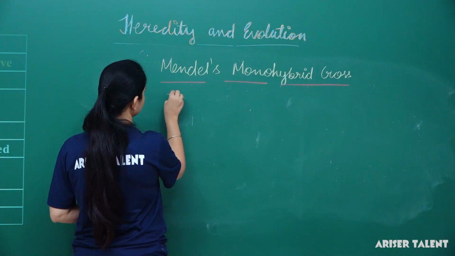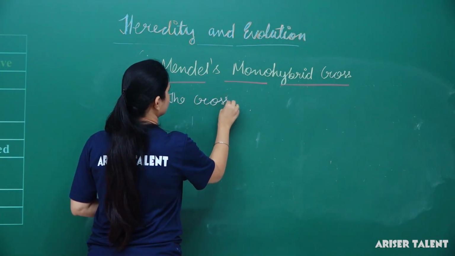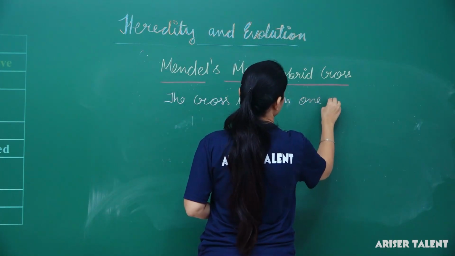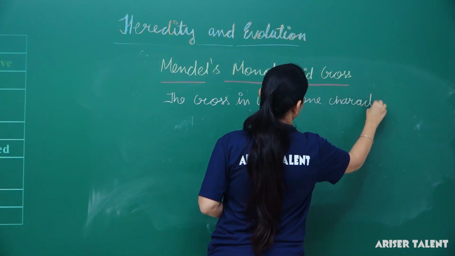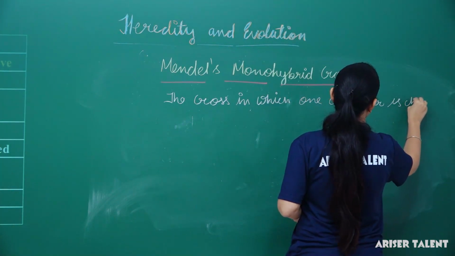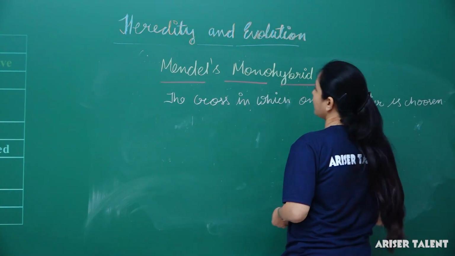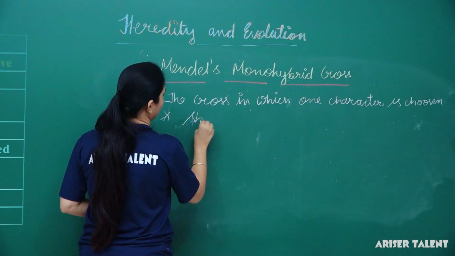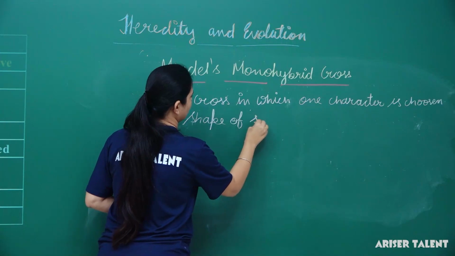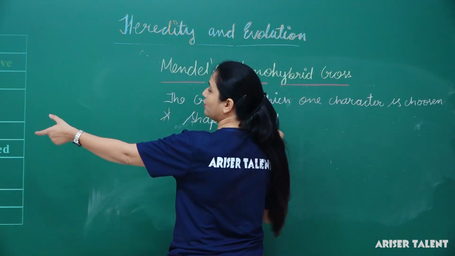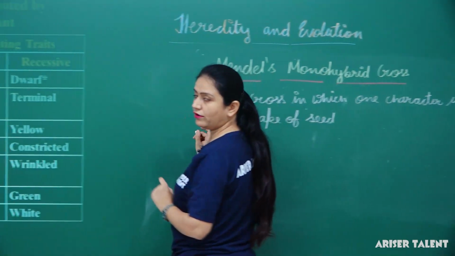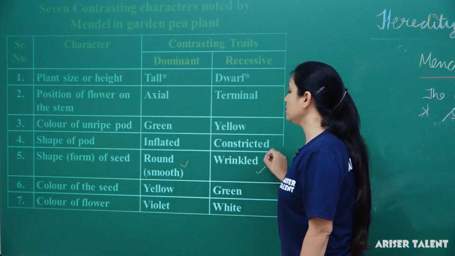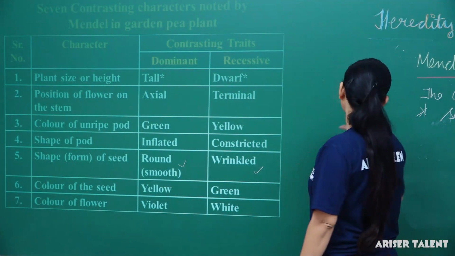The cross in which one character is chosen. Okay, so here Mendel chose what? He chose the shape of the seed. As I have already told you about contrasting traits, meaning contrasting characters, the shape of the seed is round or wrinkled. So first, if we talk about this character only, let me define it for you.